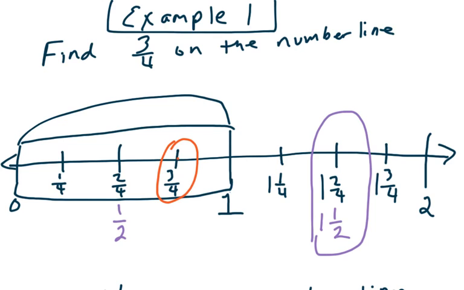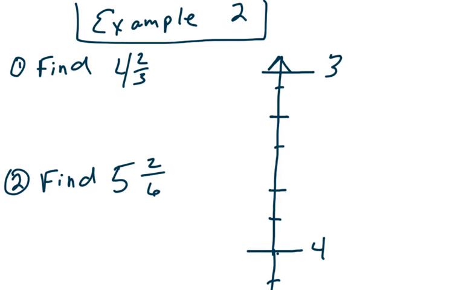So, like I said, label the whole number line or make it into a fraction bar like I did right here. Now, let's look at another example. Our example is find 4 and 2/3, and then our next example is find 5 and 2/6. First thing, label the number line. What I'm going to do first is count my tick marks. This is 1, 2, 3, 4, 5, 6. So I know this number line is split into 6.